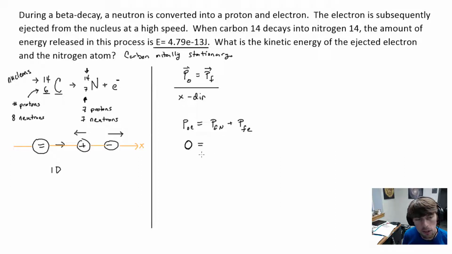And here we'll plug in our definition of momentum. We have the mass of the nitrogen times the final speed of the nitrogen plus the mass of the electron times the final speed of the electron. Okay. Now, if we stop and ask ourselves, how many unknowns do we have? We've got 2 right here. So we need to figure out another equation that allows us to relate these, another equation that contains both of these.